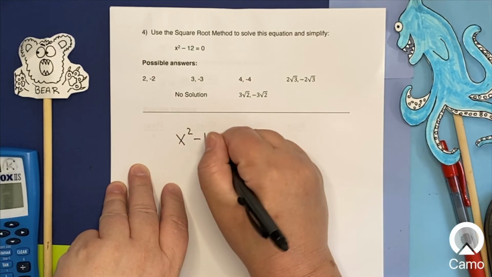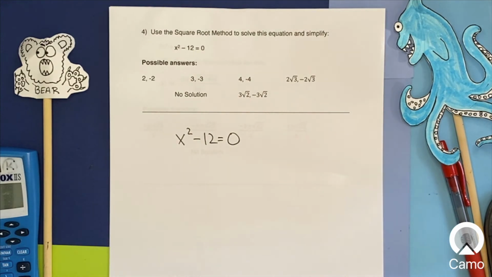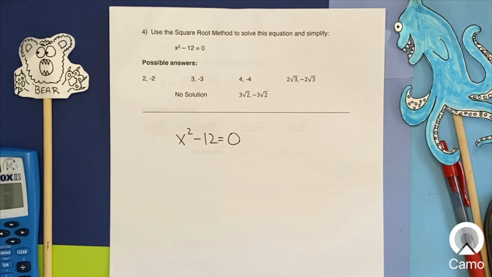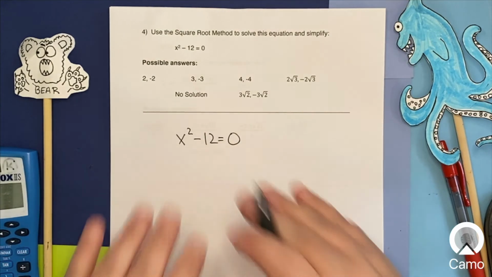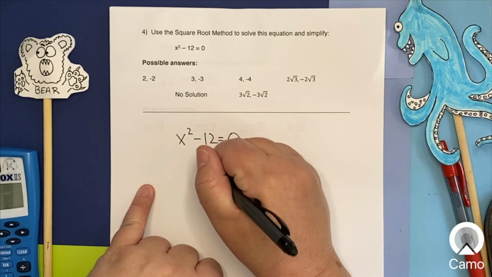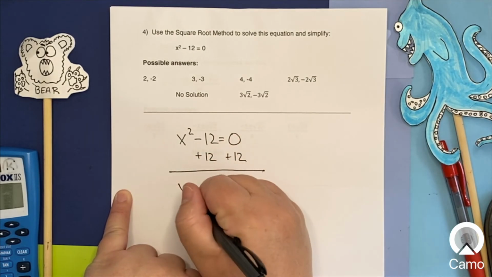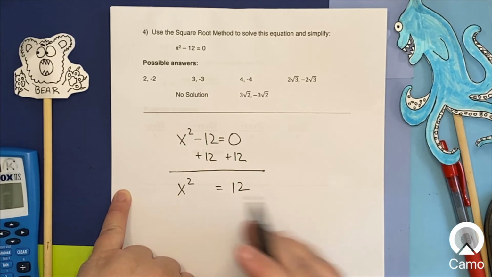If I've got x squared minus 12 equals 0, so remember the square root method is slightly different than the quadratic formula. If we were using the quadratic formula, we'd leave it in this form. If we were using factoring, we would also leave it in this form and be very confused. But square root method actually asks you to move your constant away from your perfect square.